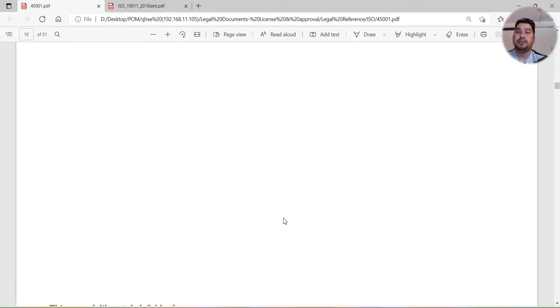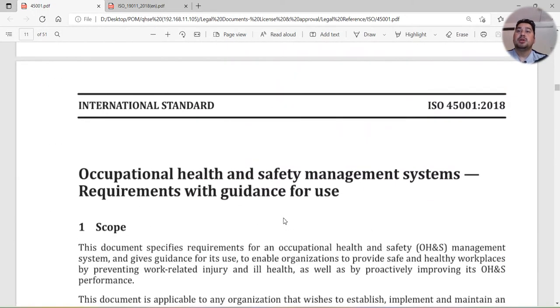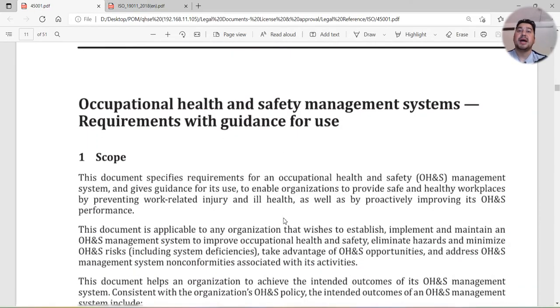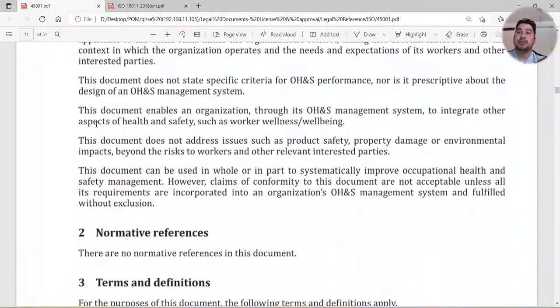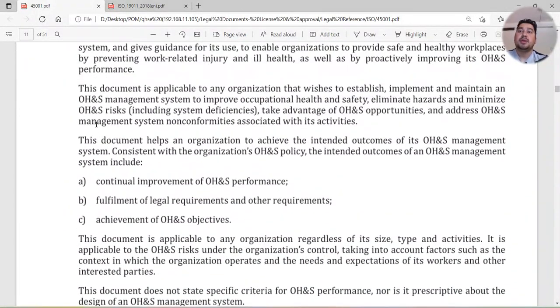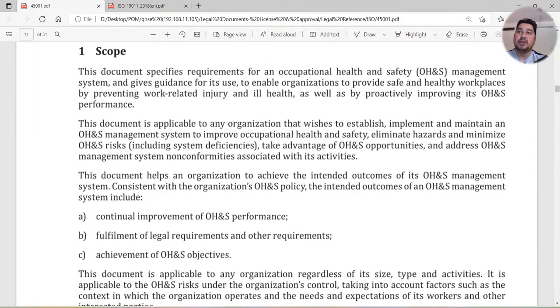Let's move forward. Okay. So, occupational health and safety management system requirements with guidance for use. As I said, clause number 1, scope, is not that important. It will tell you this document specifies requirements for an occupational health and safety management system and gives guidance for its use to enable organizations to provide safe and healthy workplaces by preventing work-related injury and ill health, as well as by proactively improving its OHS performance. So this is the scope of this document. ISO 45001 scope, this is the one.